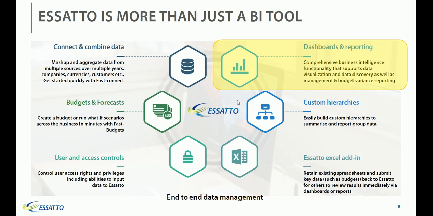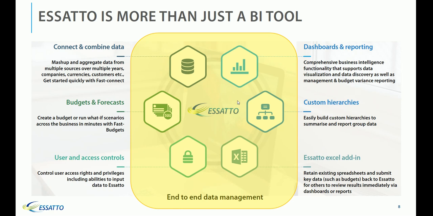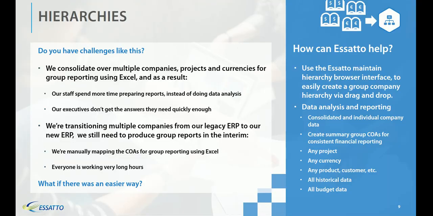So we've just seen that it's very easy to do data analysis in Essatto, but remember that BI is only one of Essatto's 6 key functions. Essatto provides end-to-end data management integrating all of these functions. For any use case where you need to group and consolidate data, Essatto hierarchies make the process quick and easy. Examples include multi-company and multi-currency consolidations, transitional reporting during migrations from legacy ERP to new ERP, combining different company charts of accounts for consistent group reporting, and quick and easy management of company, account, product, and customer hierarchies.